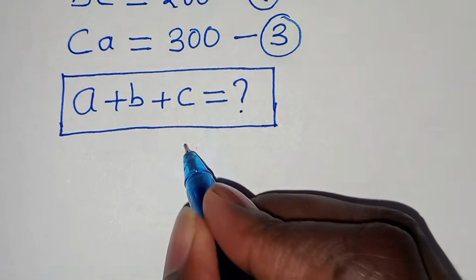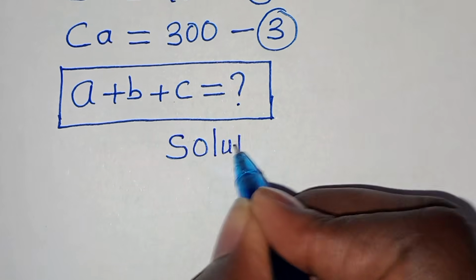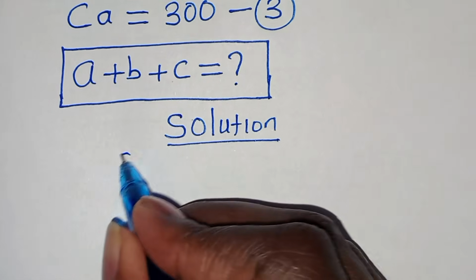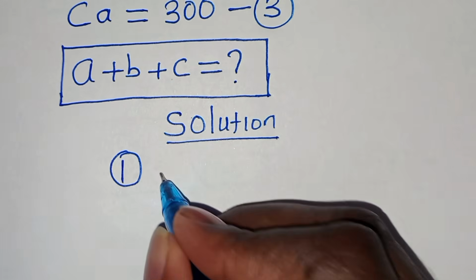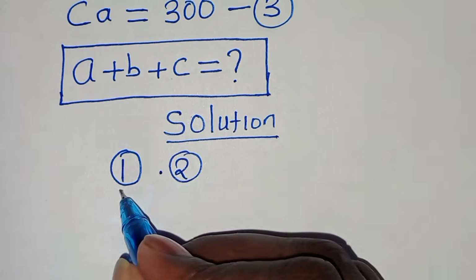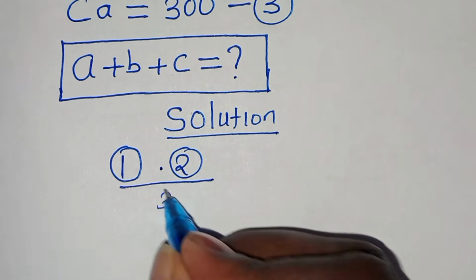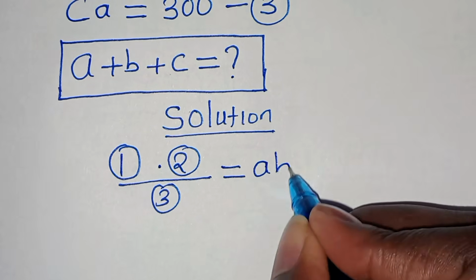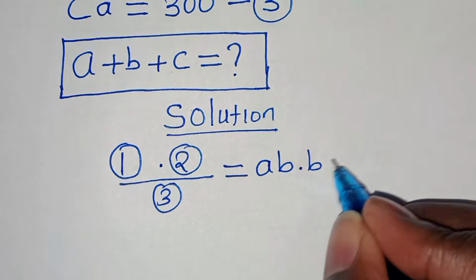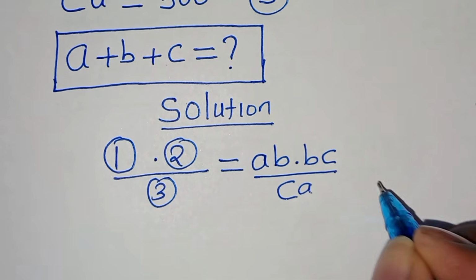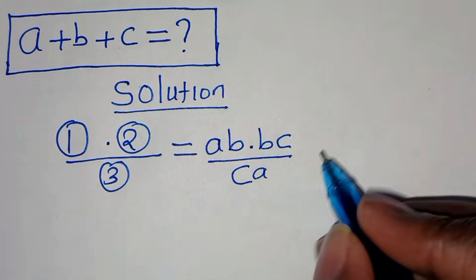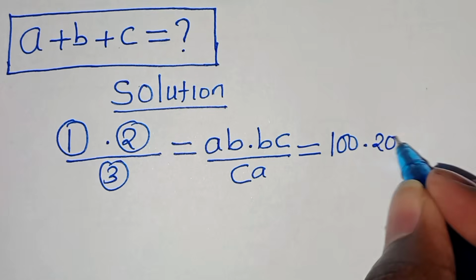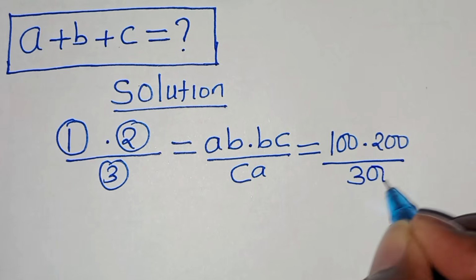Now let's provide a solution from here. The first step from here is to multiply equation 1 by equation 2, then divide by equation 3. So this means that we have a times b times b times c, then divided by c times a. In correspondence to this, we have 100 times 200, then divided by 300.